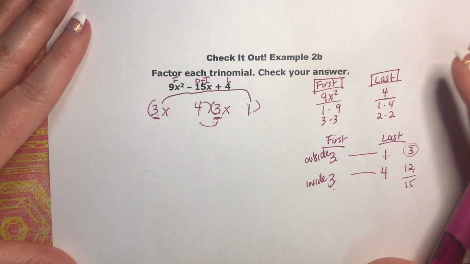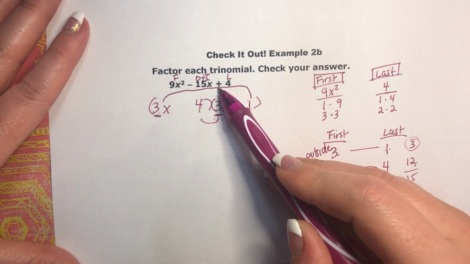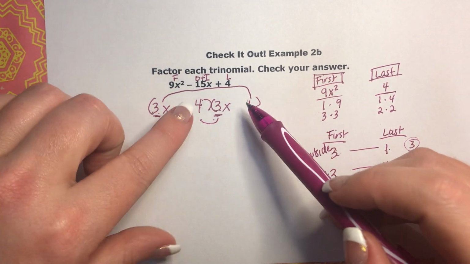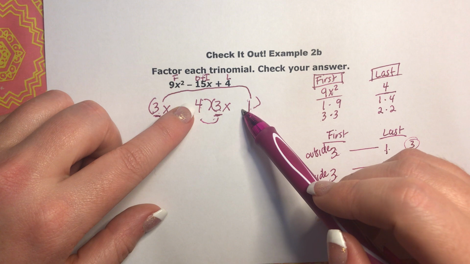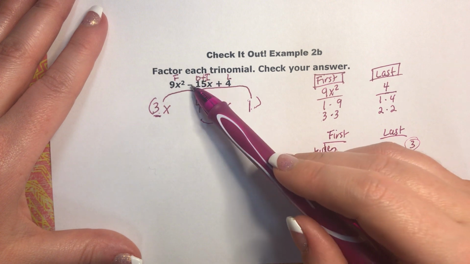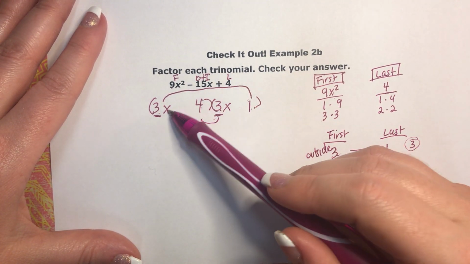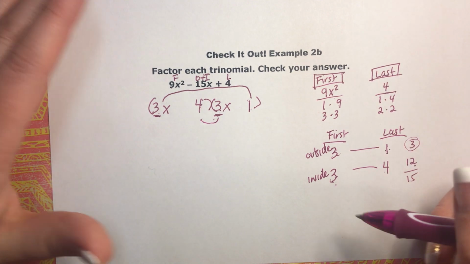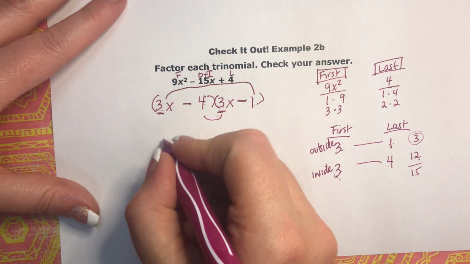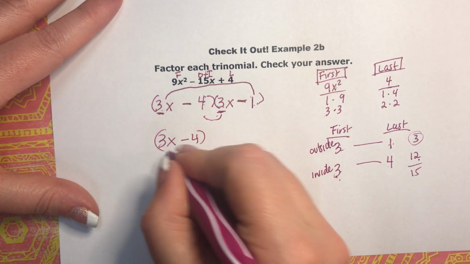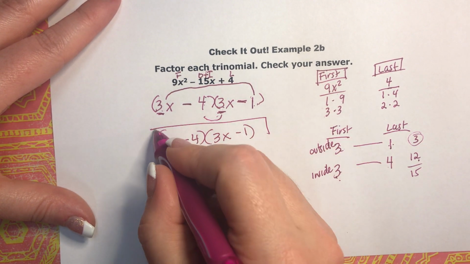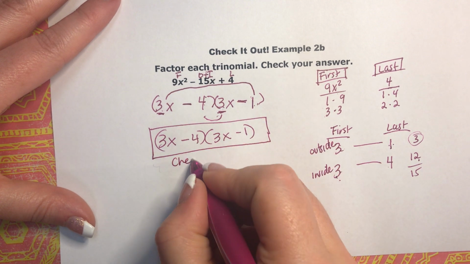The last thing I have to figure out are just the signs, right? So this is positive, which means for that last term, 4 times 1, I'm either going to have to multiply 2 positive numbers together to get a positive or 2 negative numbers together to get a positive. And this middle number is negative, and the only way you can get a negative is by adding an outside and an inside numbers that are negative. So we know that both of the signs are going to be negative, right? So there's our answer there, 3x minus 4, the quantity, 3x minus 1. We put a box around it, and then we just need to check it.